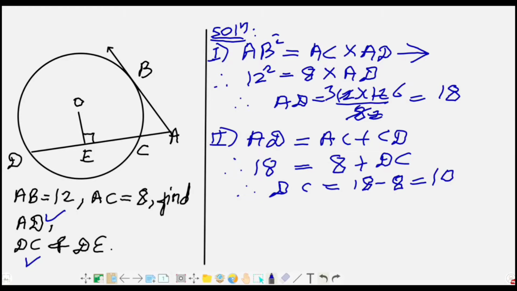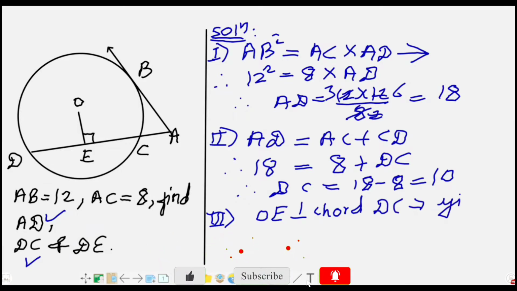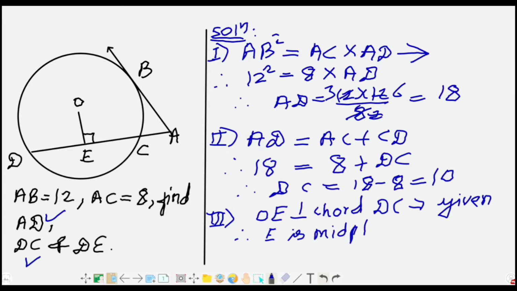Now OE is given perpendicular to the chord DC. So your OE is perpendicular to your chord DC. That we have not taken, it's given. So therefore E is the midpoint of DC.